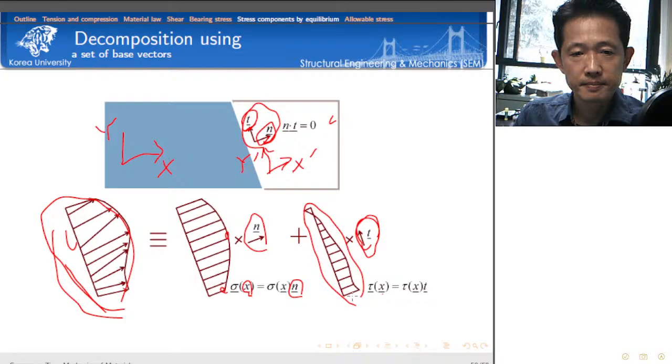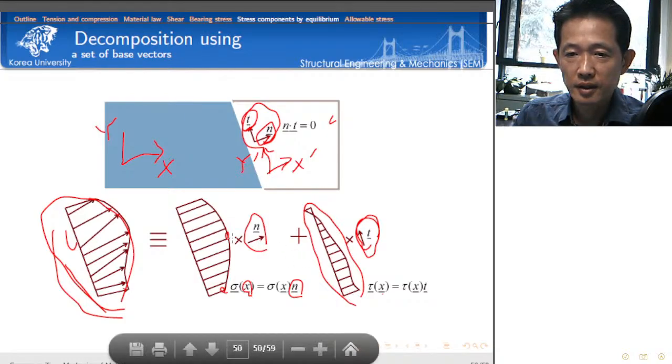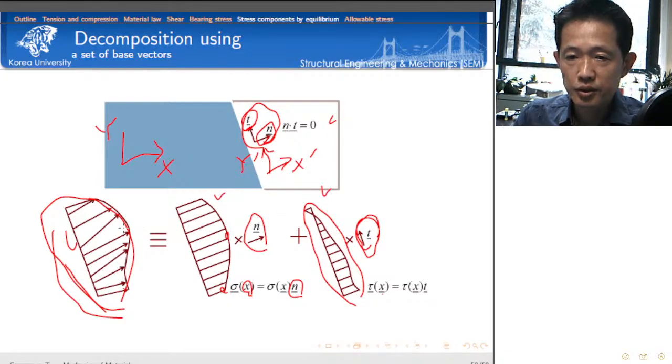Is it clear? So according to the force equilibrium, the superposition of these two distributions of traction should be equal to the original distribution of the traction.